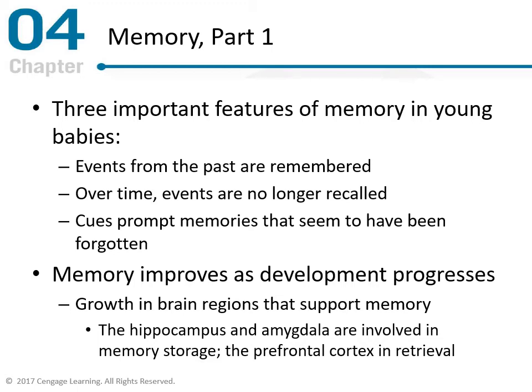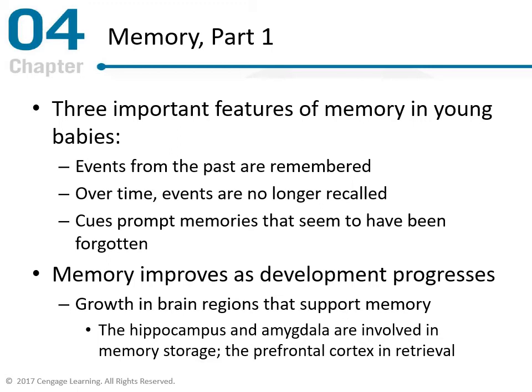So I want you to know that the brain regions that support memory are the hippocampus, amygdala, and prefrontal cortex. The hippocampus and amygdala are involved in memory storage. If you think about them, they're the little memory closet, memory lockers. They're where you store all those little memories, put them in file cabinets to pull them out. The prefrontal cortex, which is in front of the brain, is the retrieval. So it's the little secretary that's going to go pull that memory out of the file and bring it to the forefront so that you have conscious thought of it, okay?